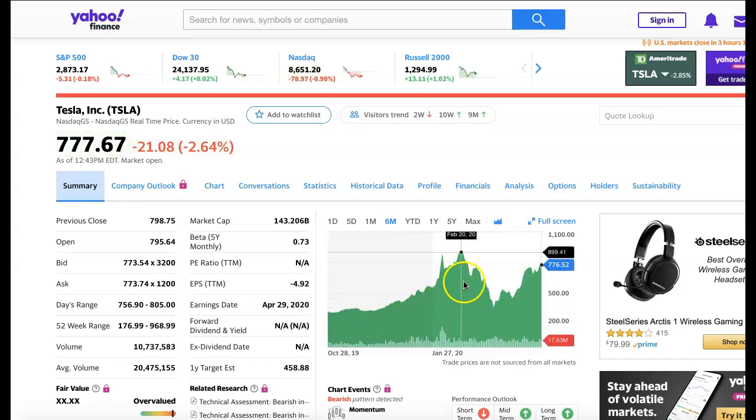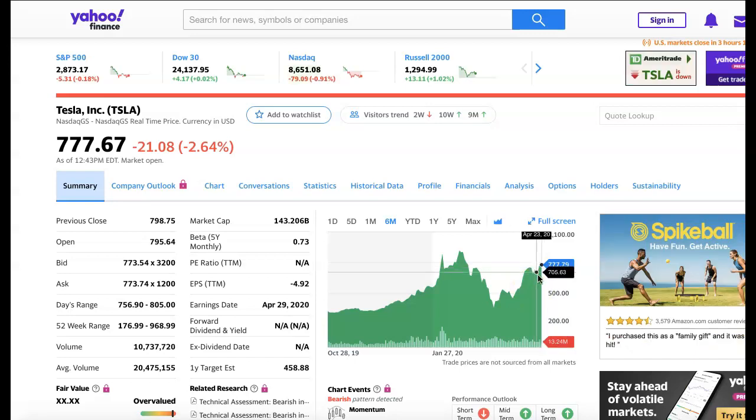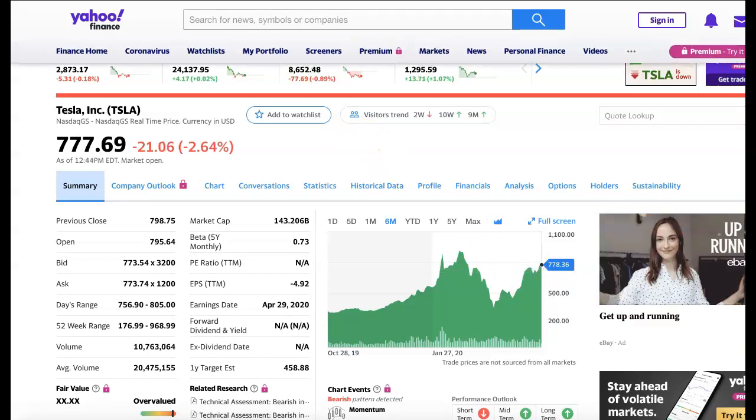Just like the value of a house could go up and down. And then if you hold it long enough, hopefully it goes up. But that is the introduction to Yahoo Finance and how we read the actual charts.